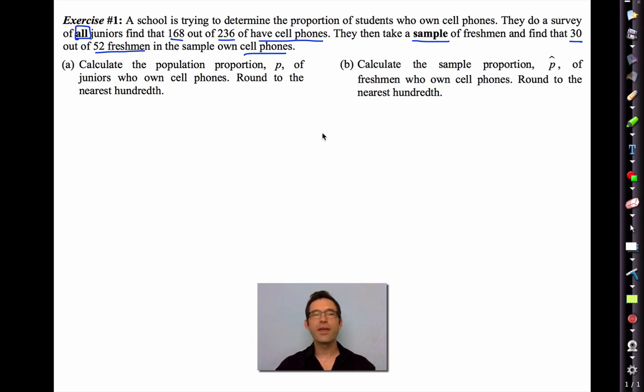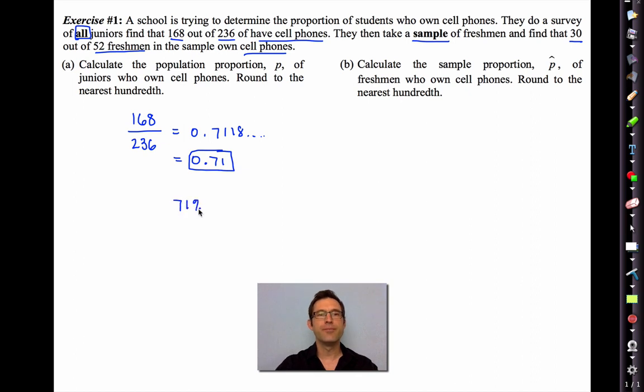All right, well again, a proportion is just a decimal percent. I do 168 divided by 236, and that's 0.7118, etc. These are typically rounded to the nearest hundredth, right? Because they're supposed to represent percents, right? So that's 71% of all juniors own cell phones. And we can actually call that a p-value.